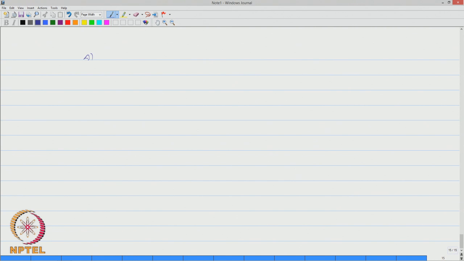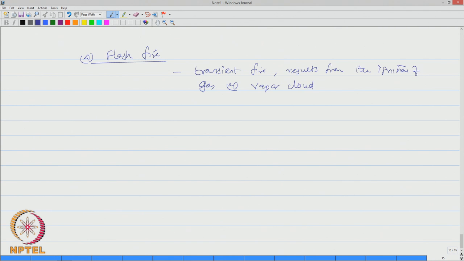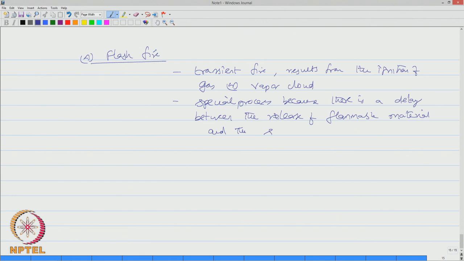The next could be flash fire. Flash fire actually is a transient fire which results from the ignition of a gas or vapor cloud. This is a very special process because there is a delay between the release of flammable material and the subsequent ignition. It does not happen instantaneously.